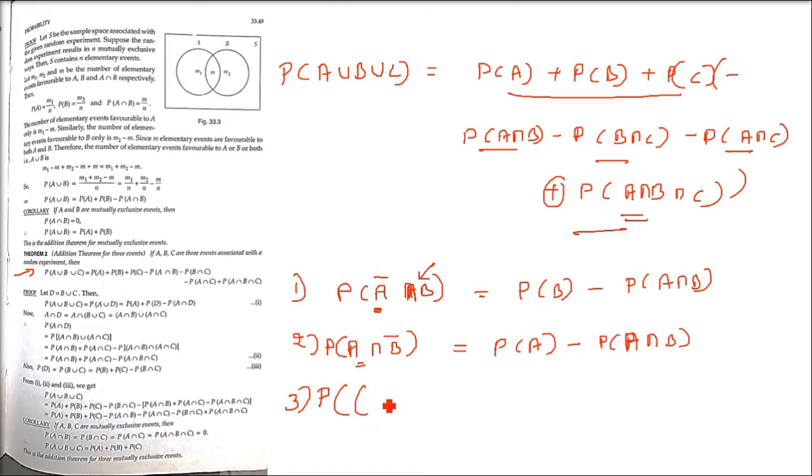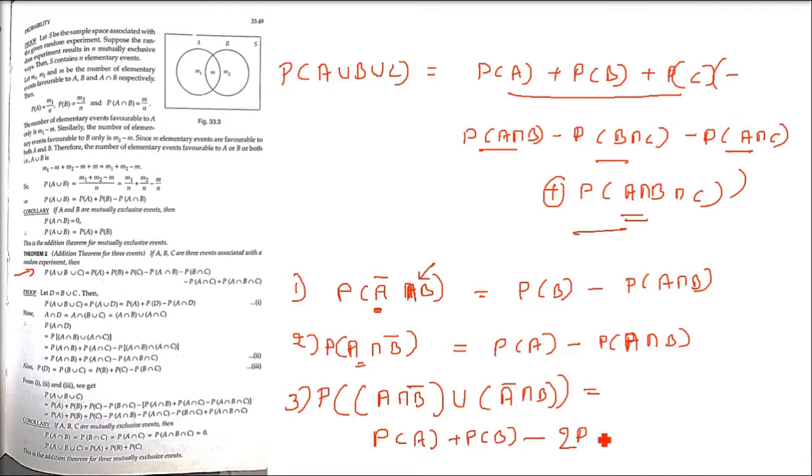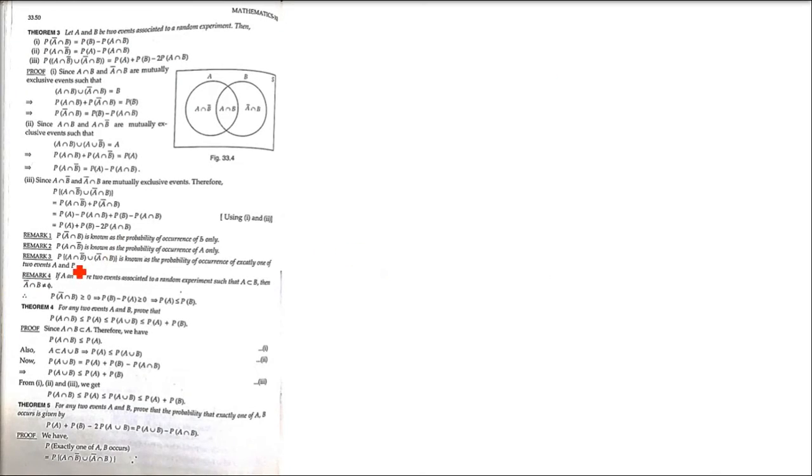See here, B is not happening so A intersection B bar, and then A is not happening so A bar intersection B, and then we take the union. So this is the probability of occurrence of exactly one of the two events A and B. It equals P(A) plus P(B) minus 2P(A intersection B). So these are the two events A and B associated with a random experiment.